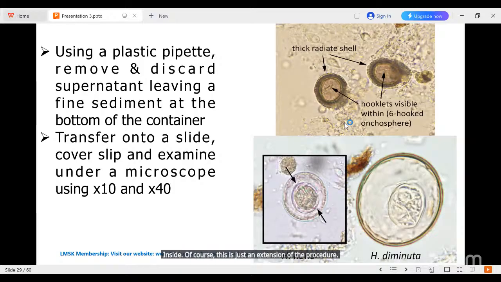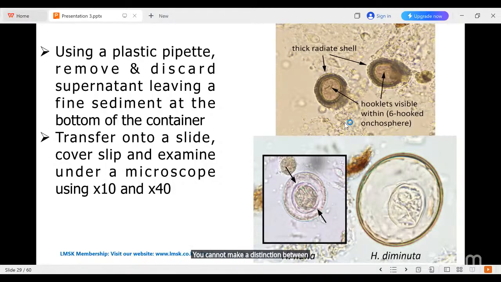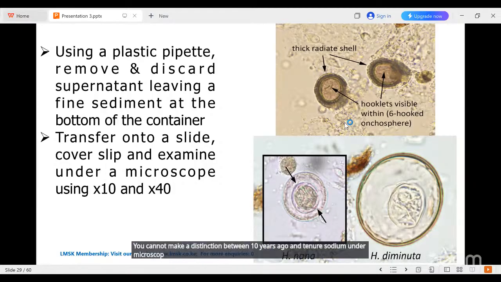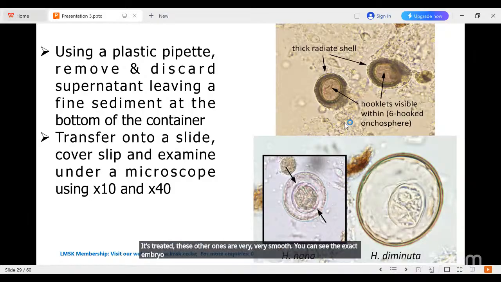You can see on top there, we have a Taenia species. You cannot make a distinction between Taenia saginata and Taenia solium under microscopy. You need to do PCR. But you see they have a striated membrane, thicker than the other Hymenolepis nana and diminuta. It's striated. These other ones are very, very smooth. You can see the embryo inside, which has some six-hooked oncosphere.